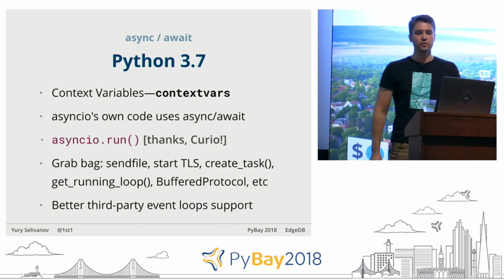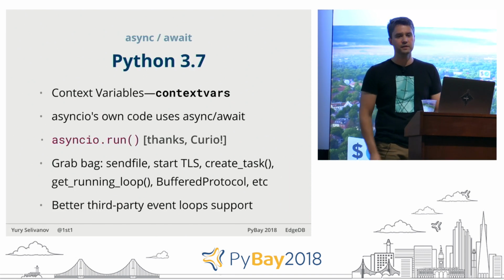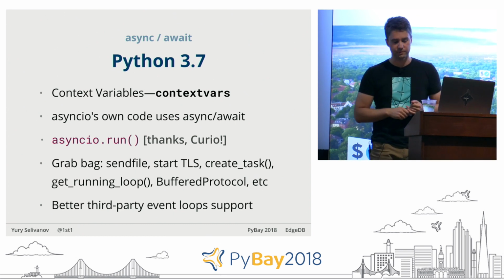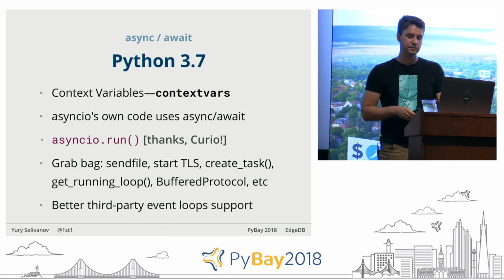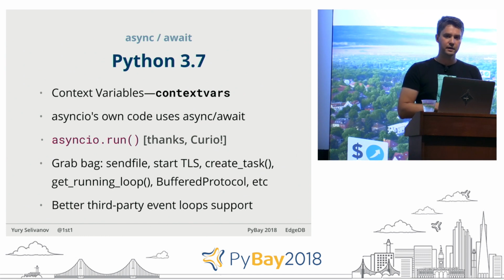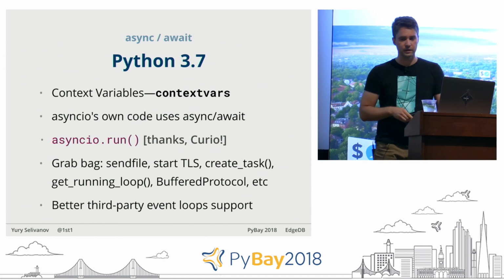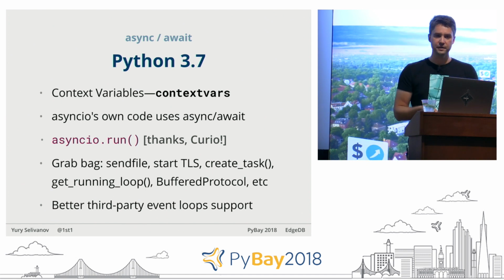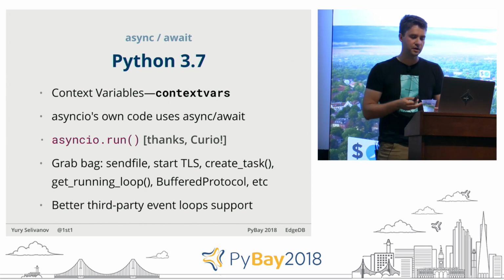About a month ago, we released Python 3.7, and the headline feature for async I/O, I think, is context variables, and we'll talk about context variables a bit later. We also upgraded async I/O's own code to use async await. So if you want to look at some implementation details or how some things work.